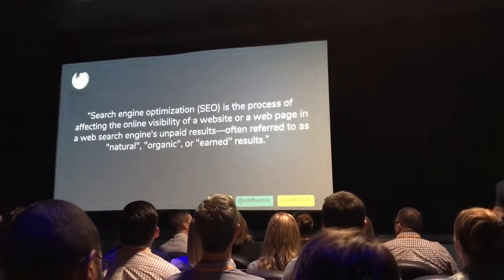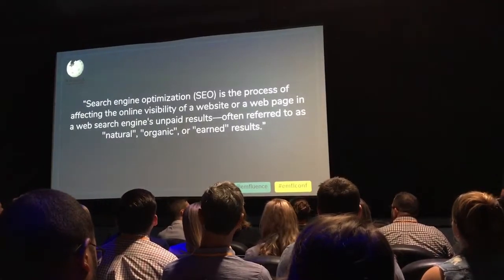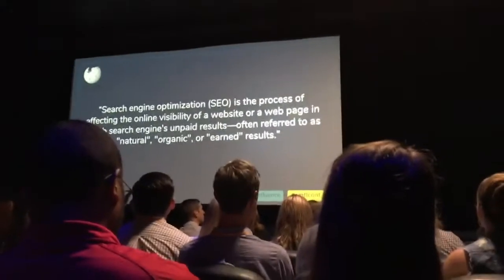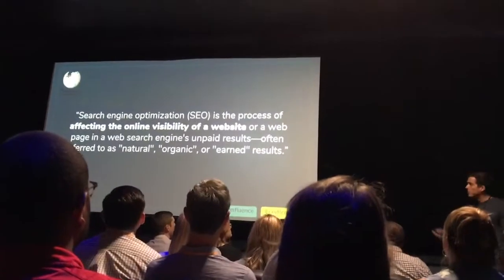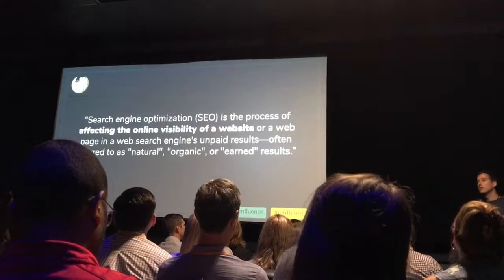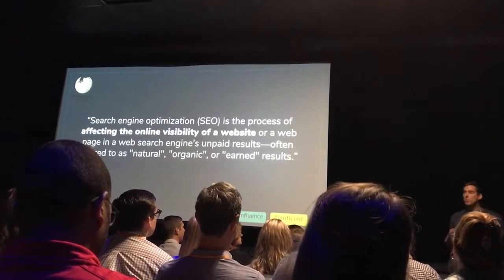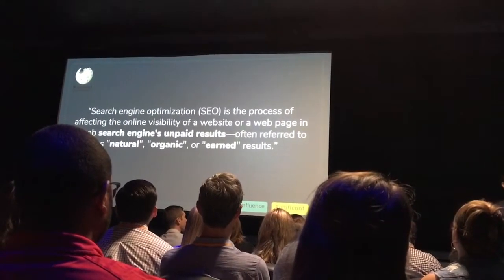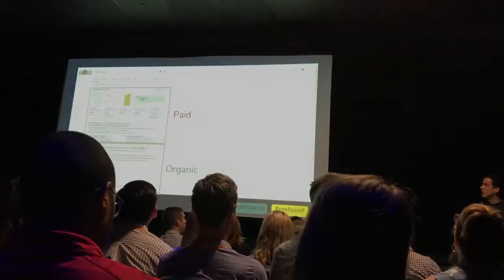Here's the definition from Wikipedia. Search engine optimization, or SEO, is the process of affecting the online visibility of a website or a web page in a web search engine's unpaid results, often referred to as natural, organic, or earned. So let's break this down a little bit. Affecting the online visibility of a website. This means increasing your rankings or increasing how you're displayed in the search results, like quick answers or product information displaying directly in the search results. And then they bring up search engines' unpaid results, natural, organic, and earned. So let's break down what those are.